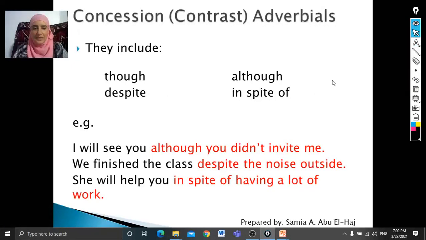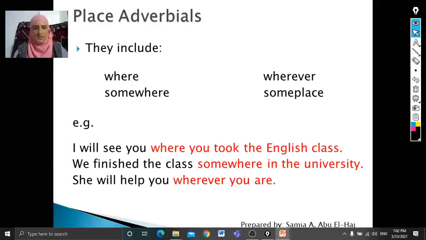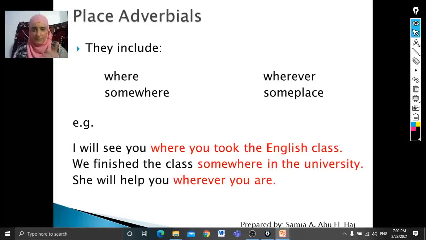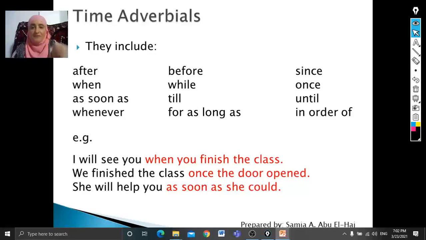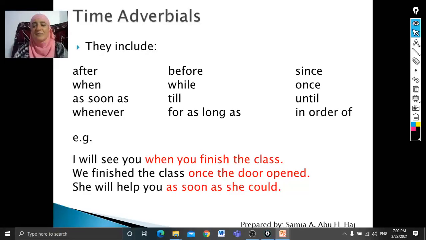Let's go back a slide. Alright, you see it, place adverbs: after where, subject verb, somewhere, subject verb, wherever, subject verb, someplace, subject verb, after all of them, subject verb. Also the time adverbials, after all of them we have subject and verb. Okay, except for in order of. I forgot to tell you, this is why I came back. So here in order of, after in order of, we must have a noun.